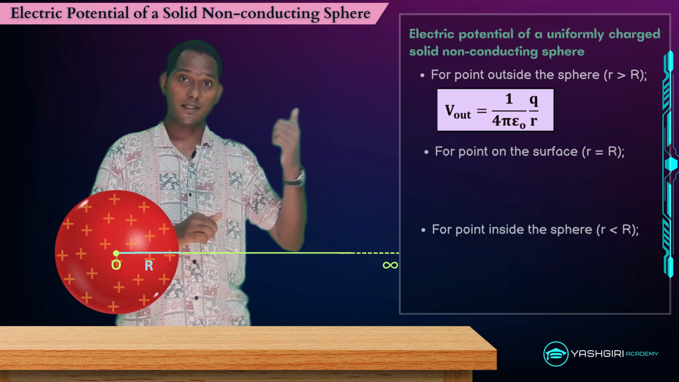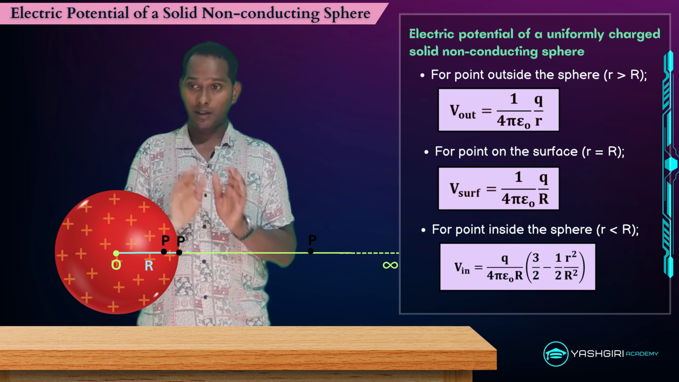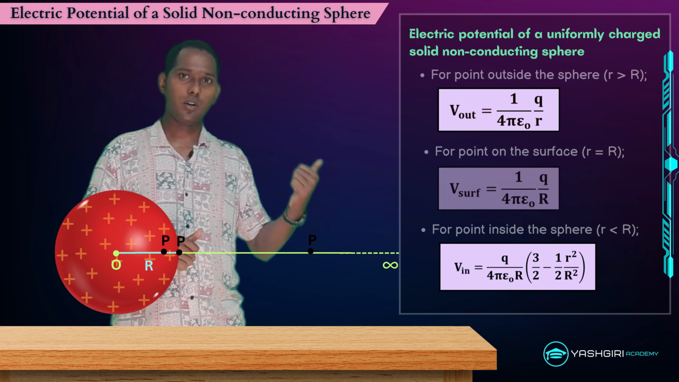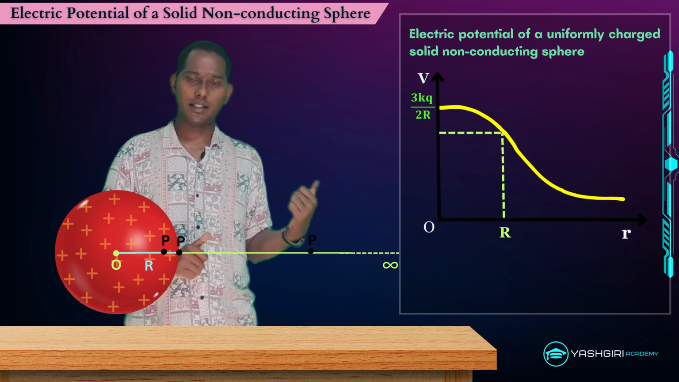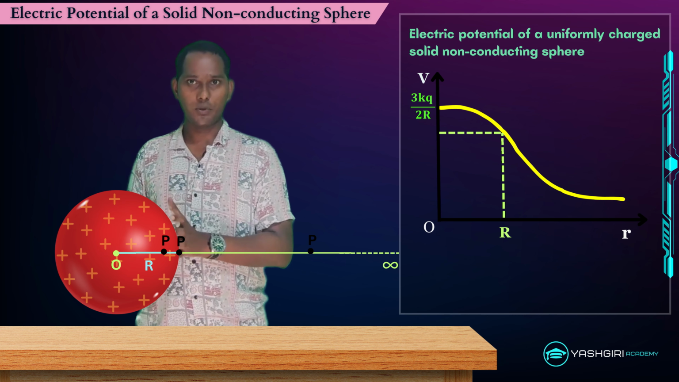Now students, these are the equations which are important from the competitive exam point of view for a non-conducting solid sphere, right? And this is how the potential graph will look as you vary r for this non-conducting solid sphere.